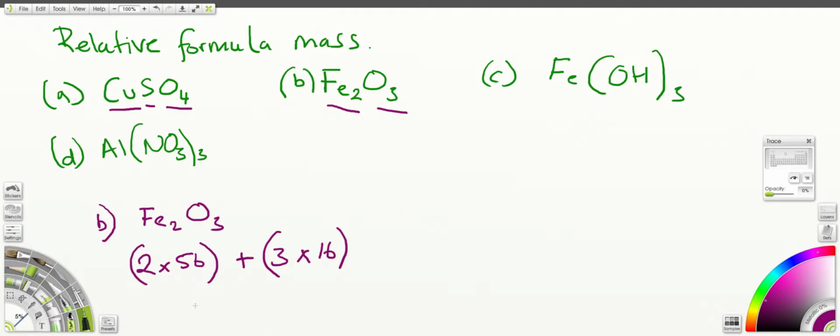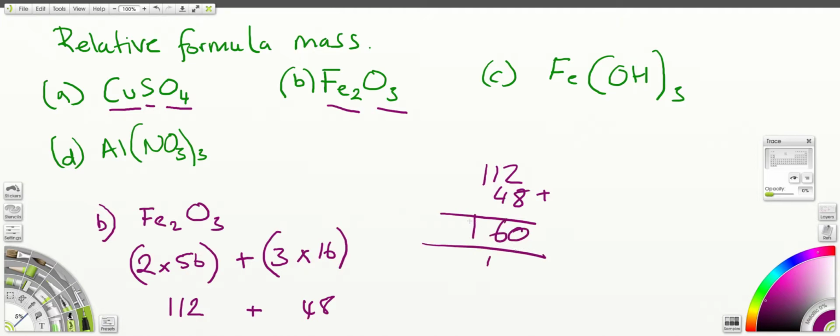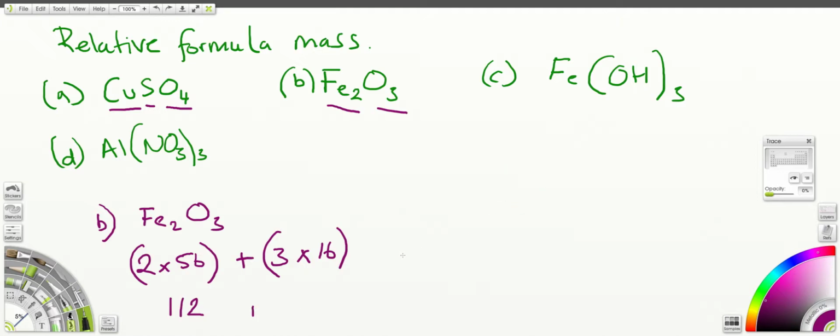2 times 56 is 112, plus 3 times 16, which is 48. So 112 add 48 is going to be 160. That's the formula mass of Fe2O3.